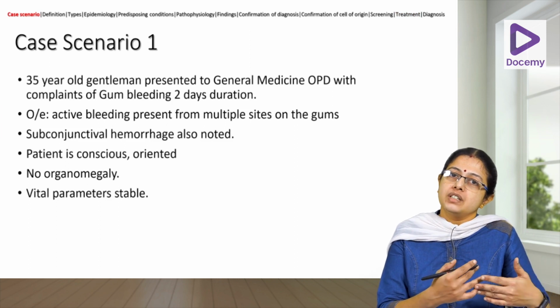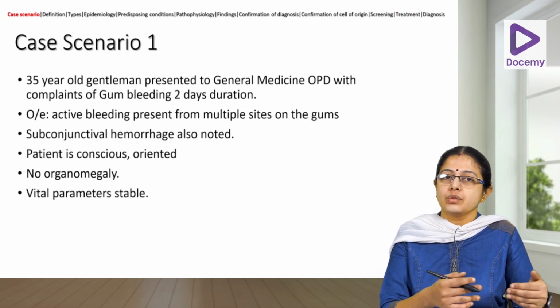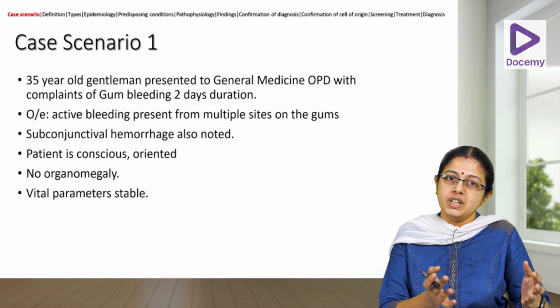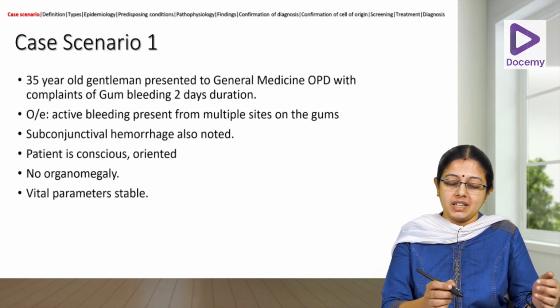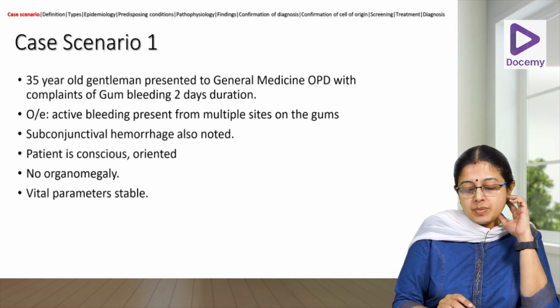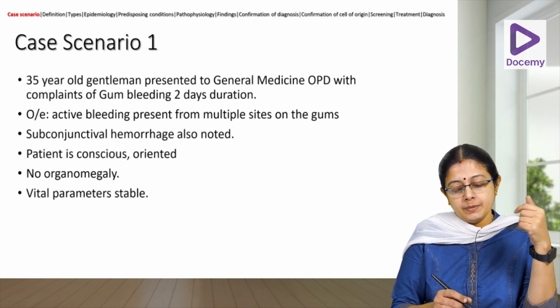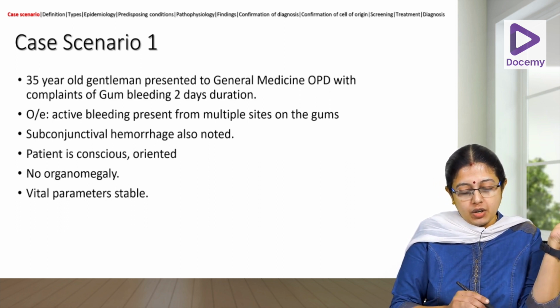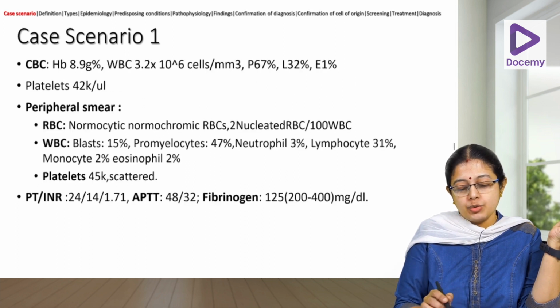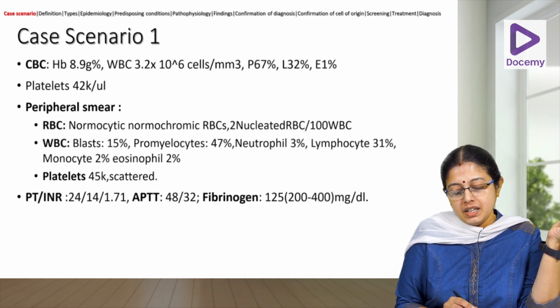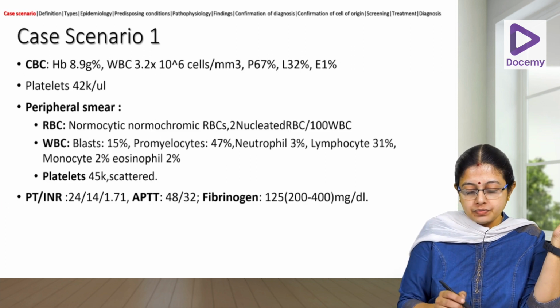Now we come back to the initial case scenarios. So how do we treat this particular patient? We had seen this patient who was a 35-year-old man who presented with gum bleeding, and he did not have any organomegaly. His cells had showed pancytopenia, and he had features of DIC.